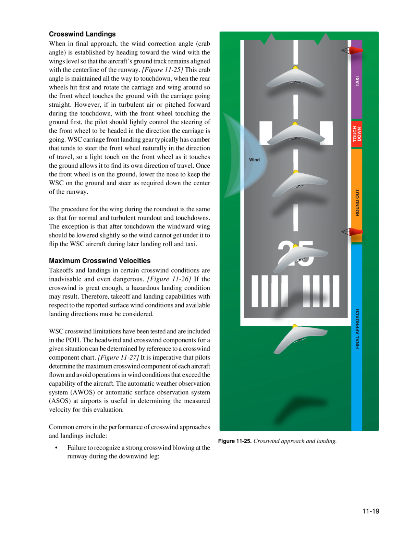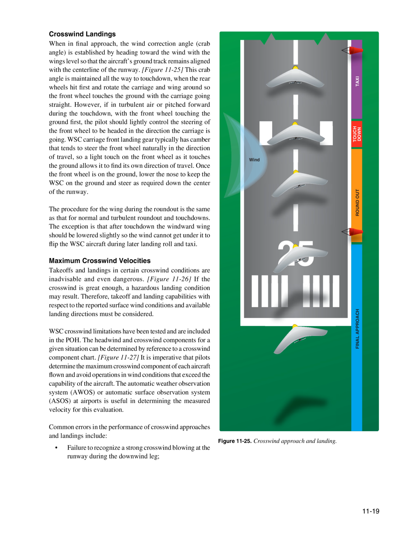The procedure for the wing during the roundout is the same as that for normal and turbulent roundout and touchdowns. The exception is that after touchdown the windward wing should be lowered slightly so the wind cannot get under it to flip the WSC aircraft during later landing roll and taxi.